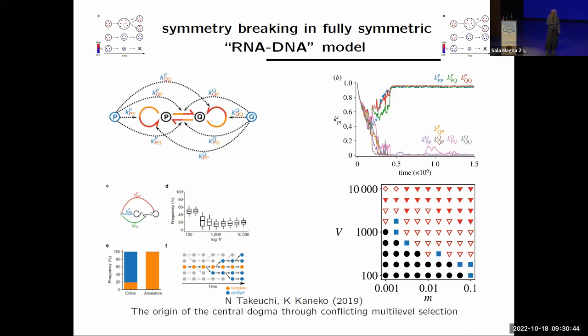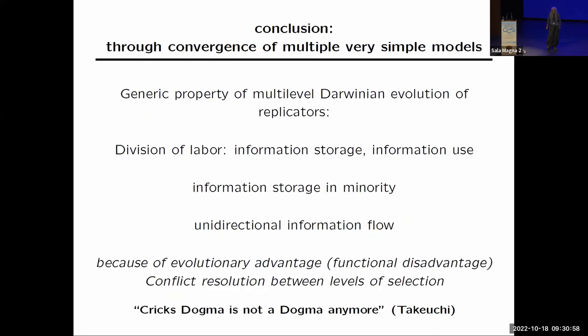Now we get this extreme division of labor, where only one of the molecules does all the catalysis and all the information comes from the other one. So from these different sites in different models, we have this convergence of information storage. And so it is clearly an effect of the multi-level nature that we have here.